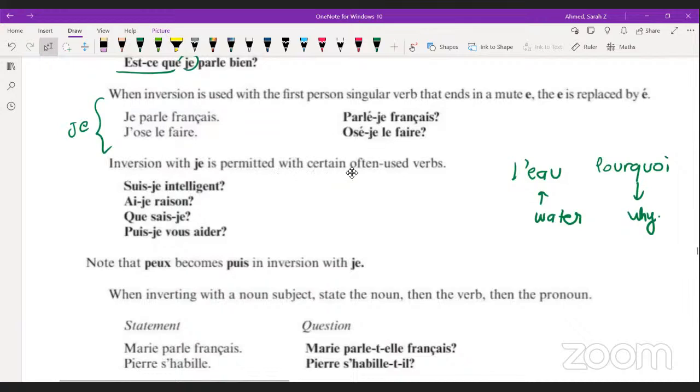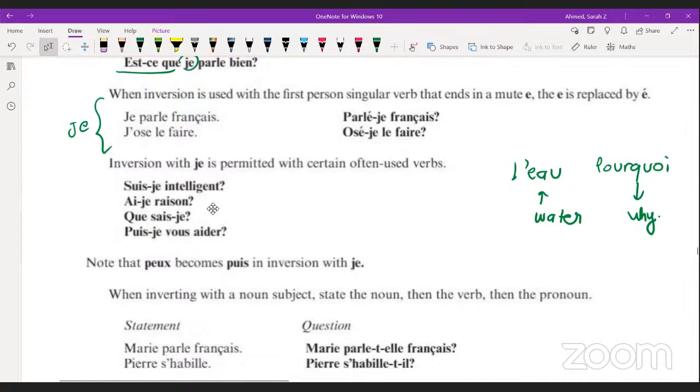Inversion with je is permitted with certain often used verbs. So here are just some more examples. Let's read through them. Suis-je intelligent? This means, am I intelligent? Ai-je raison?